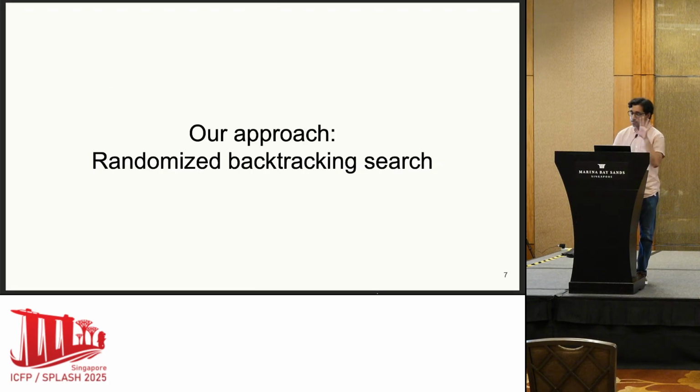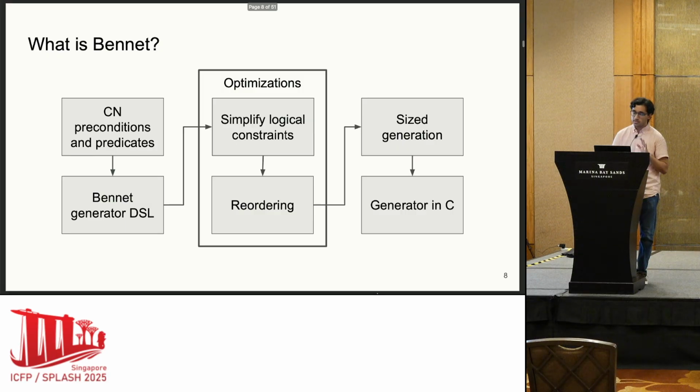Summing everything up, our approach is going to be randomized backtracking search. Our tool, Bennet, will boil down to these steps. We start off with CN preconditions and some predicates. We convert that into a generator DSL. We then apply some not so interesting but necessary optimizations to simplify logical constraints and reorder when variables are generated. We then have a notion of size generation, which I won't be able to cover due to time constraints. Finally, this goes down into a bunch of generators in C code with no external dependencies.